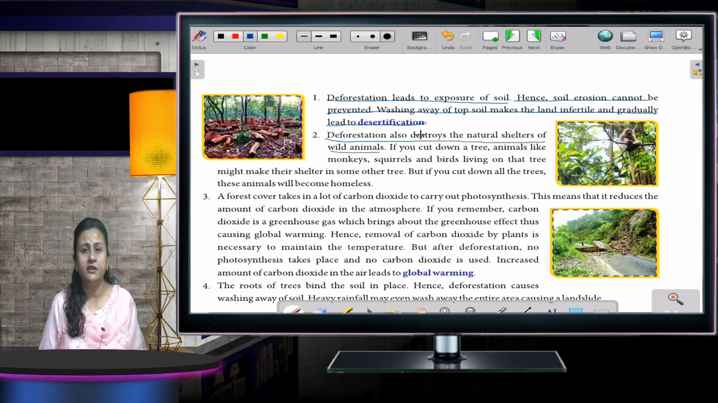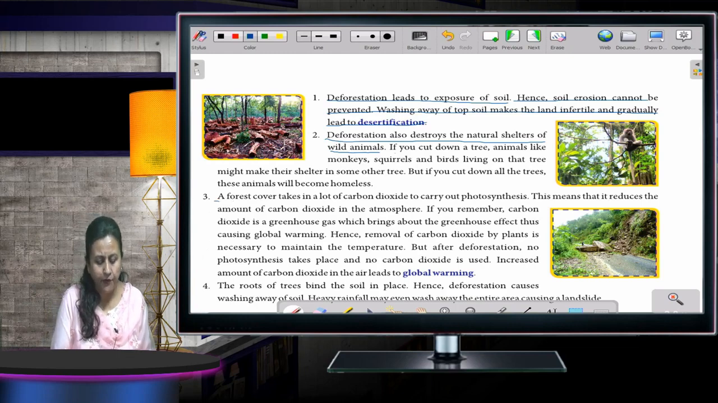Deforestation also destroys the natural shelters of the wild animals. You must have seen monkeys, squirrels, so many animals living on trees. Now, what is happening when we are cutting the trees? They would be losing their home. And now we can see the monkeys moving to the city areas. Why? Because we humans have destroyed their home, and the consequence we only have to bear. They come to our houses.